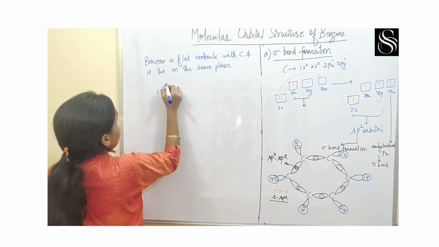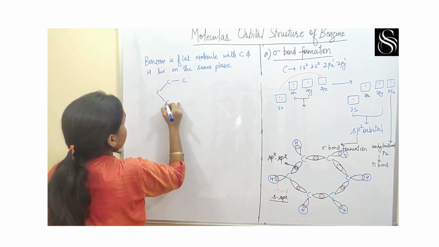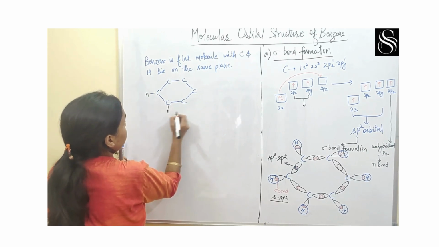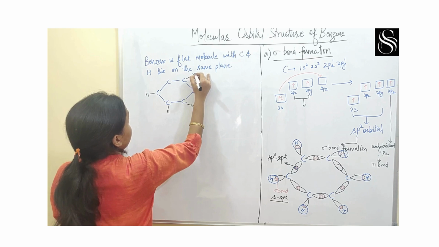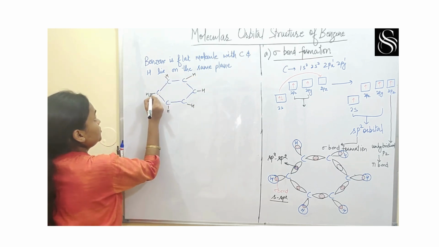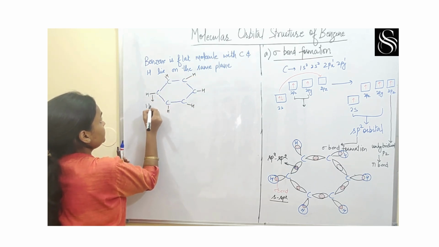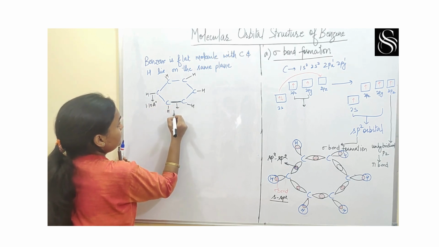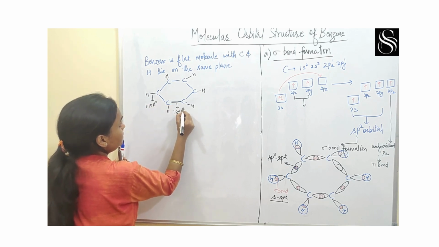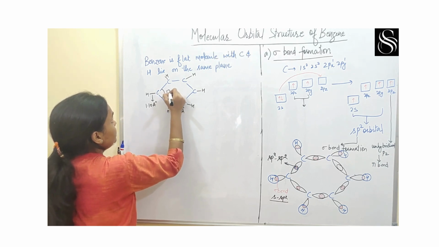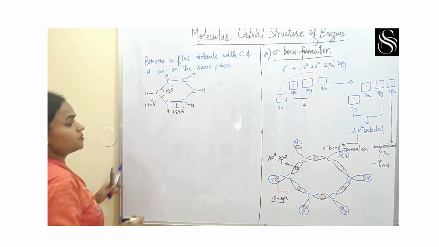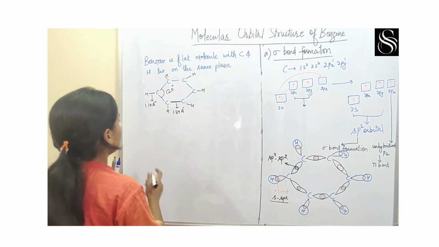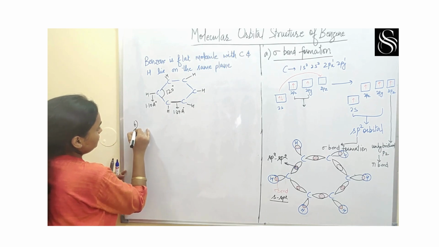I can also represent the benzene structure like this. Here the carbon-hydrogen bond length is 1.10 angstrom and the carbon-carbon bond length is 1.39 angstrom, and each angle is 120 degrees because it is a planar molecule. So that is all about how the sigma bond is formed. Now we go to pi bond formation.